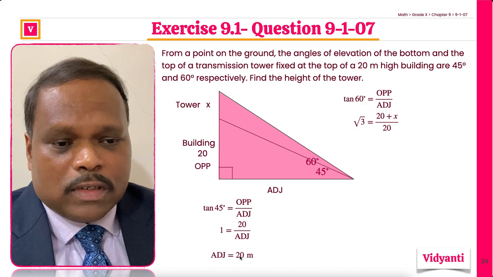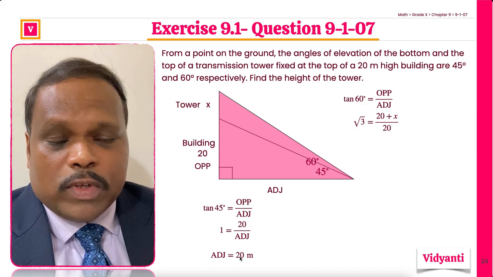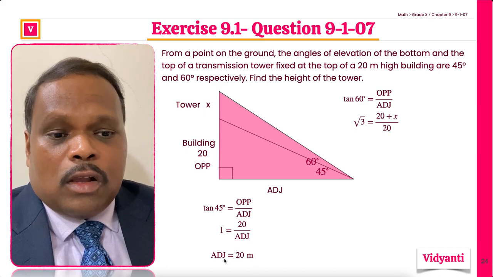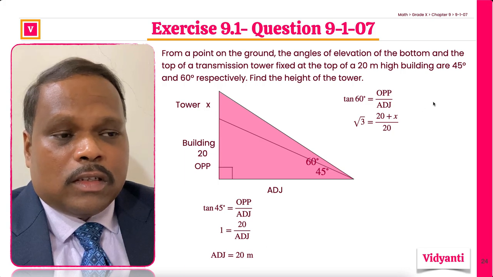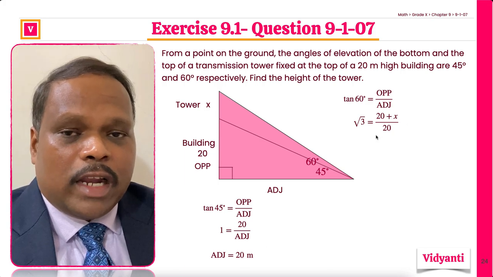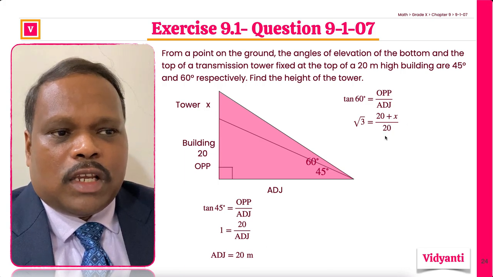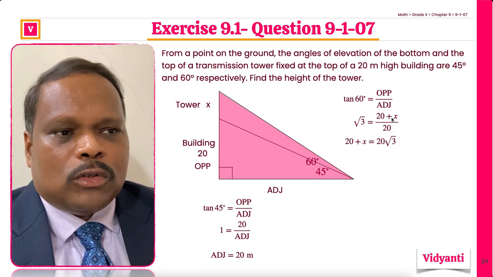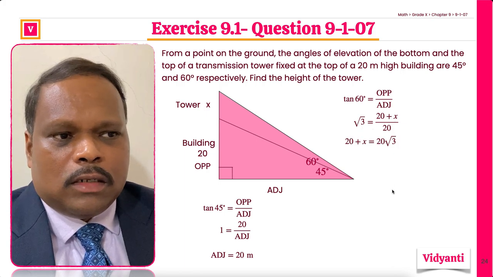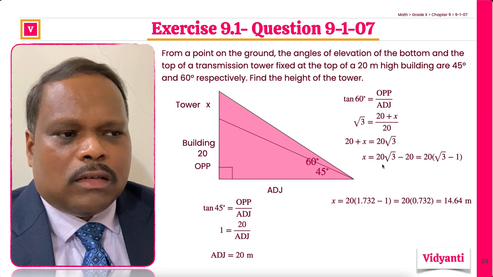Remember, this is where these previous calculations come into the picture. Whatever you have calculated, 20 meters, is now useful because we can plug that into the next equation and get this answer. So 20 plus x, by cross multiplication, 20 root 3, and then we can do the subtraction.